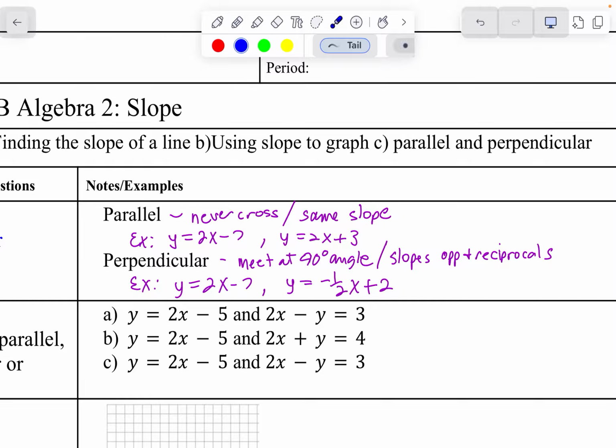Okay? So the way you can check is if they match, you can say they're parallel. If you multiply them and you get negative 1, you can say that they are perpendicular. Okay?